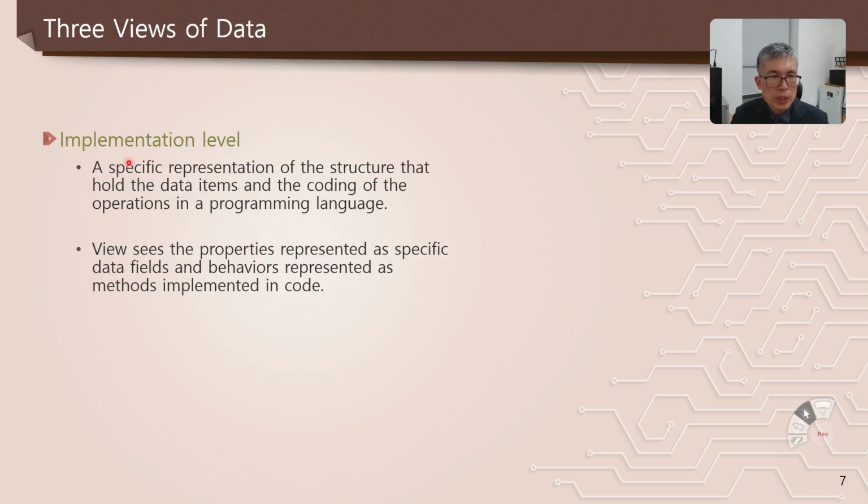Third one is implementation level. This is a specific representation of the structure that holds the data items and the coding of the operations in a programming language. This view sees the properties represented as specific data fields and behaviors represented as methods or functions implemented in code.